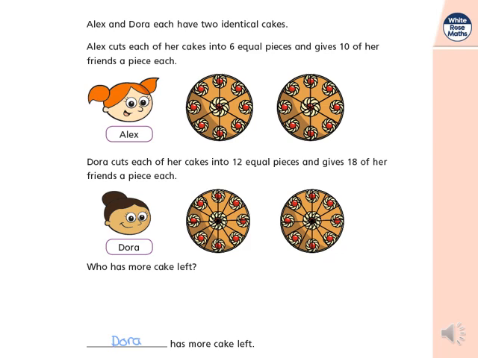Here is your answer. Hopefully you worked out. You may have drawn your fraction bars to help you. You may have converted your fractions to the same numerator or denominator. Either way, we should have hopefully worked out that Dora has more cake left. Well done if you managed to do that one.